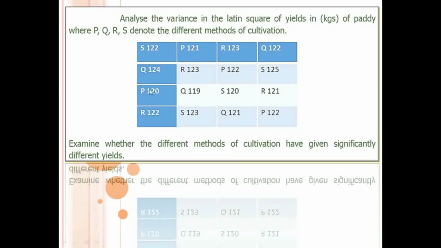Next, row wise we consider different types of land or different types of plot. Next, we consider letters. Letters stand for different names of the seeds. Here they have given P, Q, R, S, four seeds: P seed, Q, R, and S. This is the way we identify three-way classification. Solution: the given problem is three-way classification because one factor is column, the second factor is row, and the third factor is letter. Column is different types of seeds, row is different types of plot, and letters are names of the seeds.